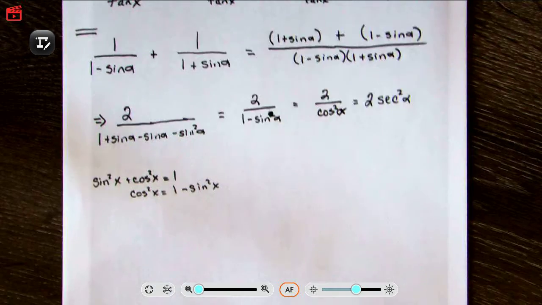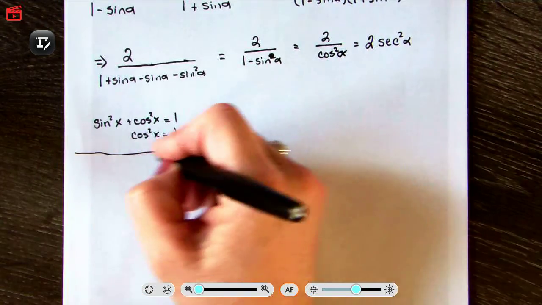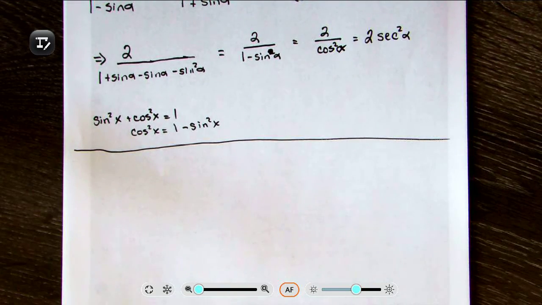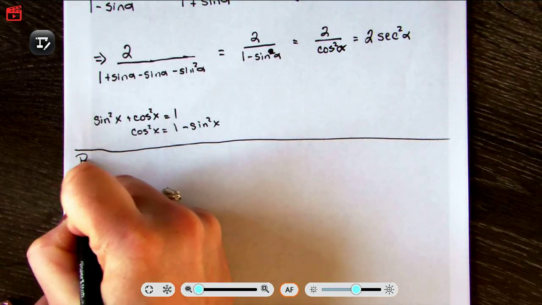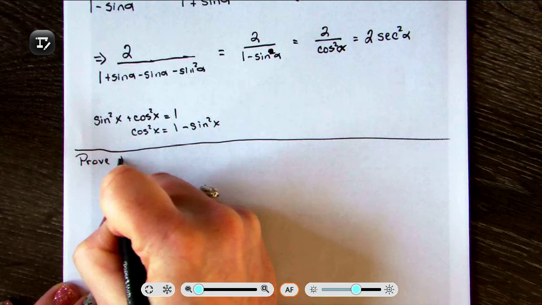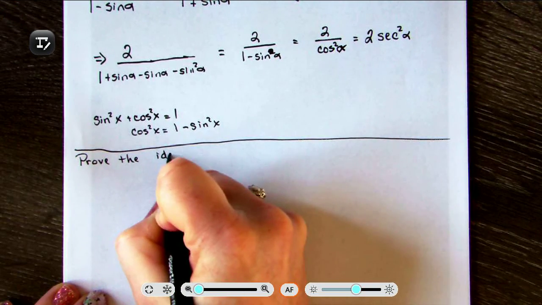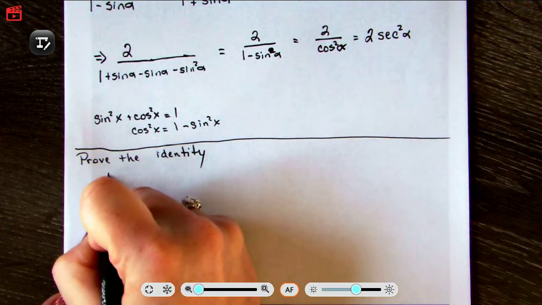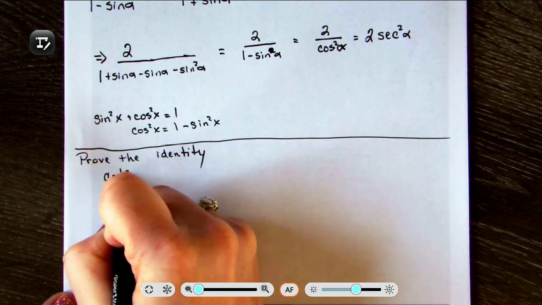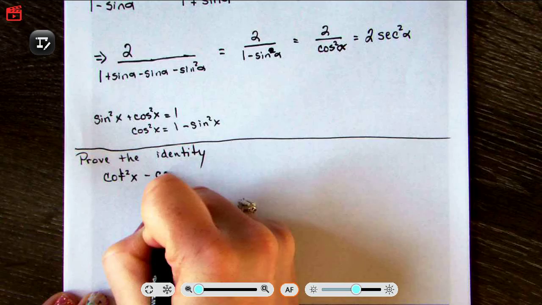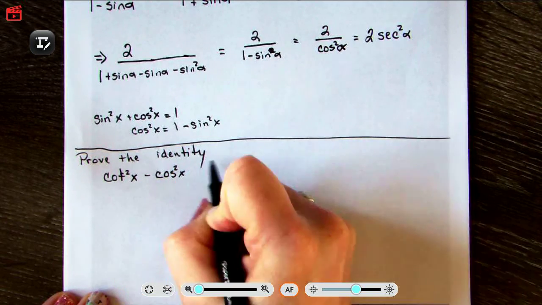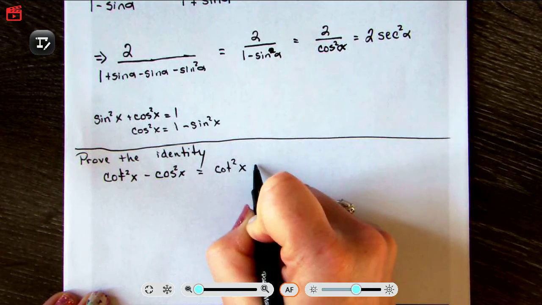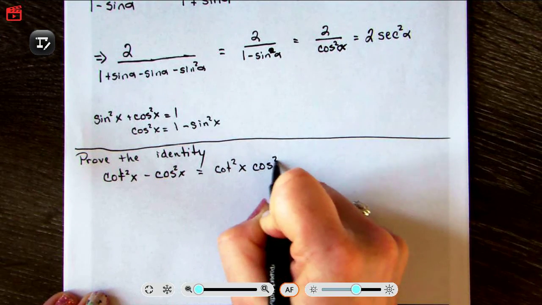All right. The next type of problem that we're going to see, those were our simplifying problems. The next ones that we're going to see is when they tell us to prove the identity. So what they're going to give us, and here I'll have cotangent squared minus cosine squared is supposed to be equal to cotangent squared times cosine squared.